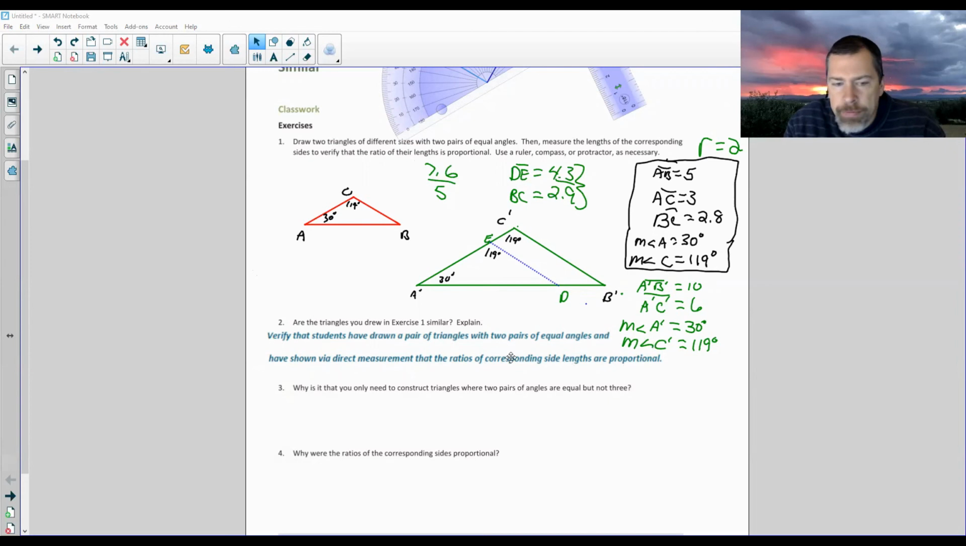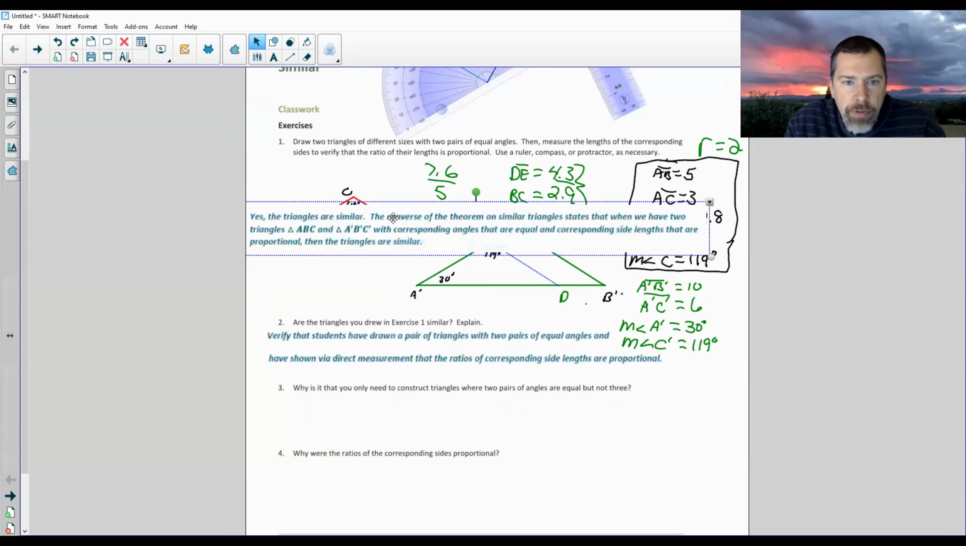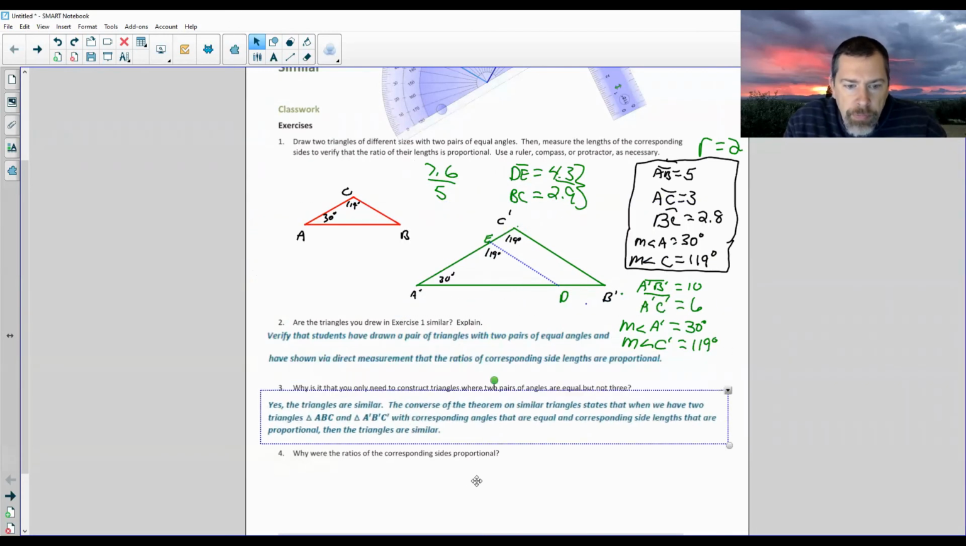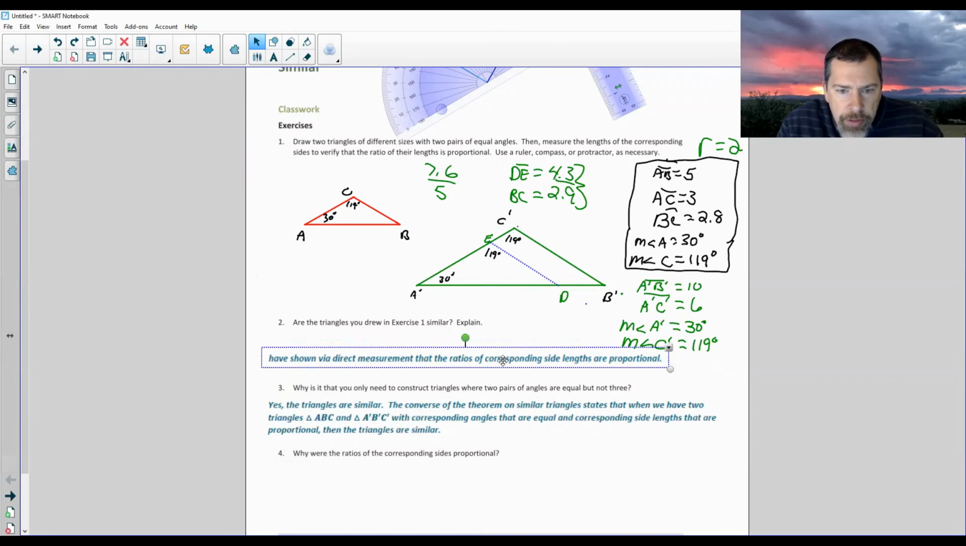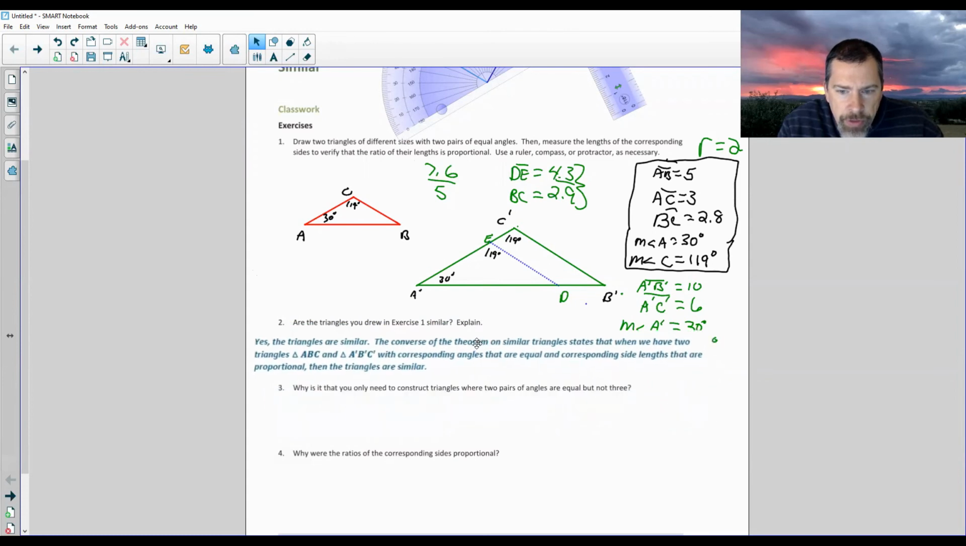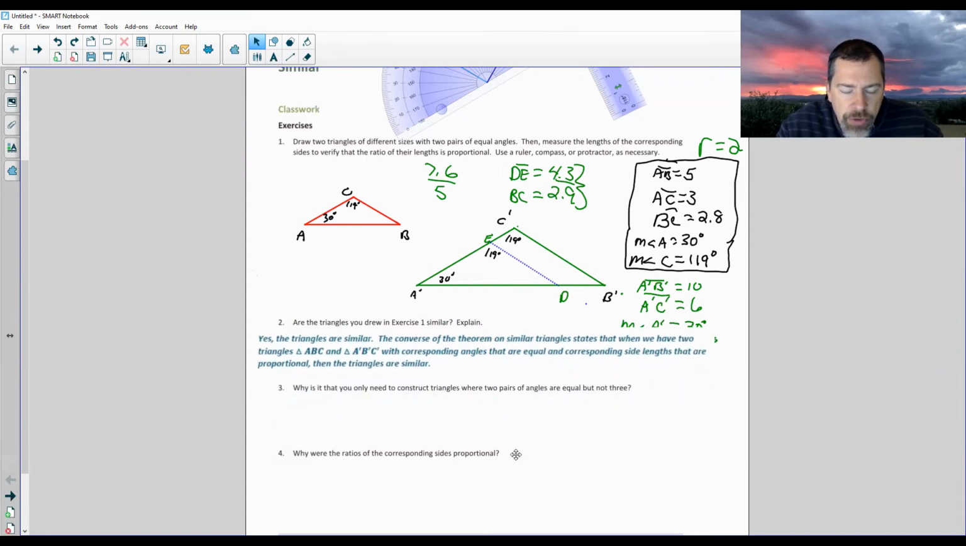Word is right here. Yes, the triangles are similar. The converse of the theorem is similar in triangle. Let me see. Am I in the right place? Okay, let me get rid of that, this is for this. So you'd say, yes, the triangles are similar.